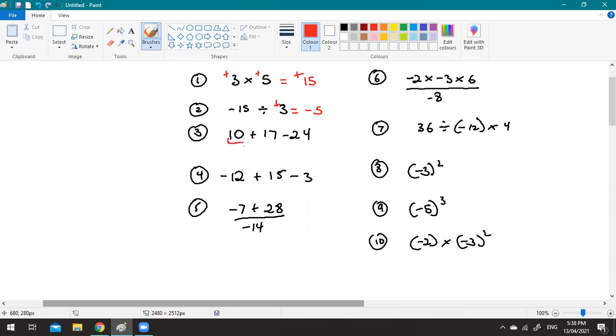And here, the signs are the same, so we can add them. 10 add 17 is 27. And then we'll bring down the takeaway 24. And the sign is different, so we subtract and keep the sign of the larger number. So 27 take away 24 is 3. The sign of the larger number is positive.